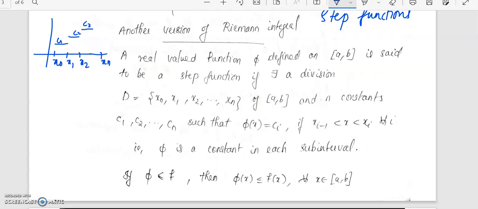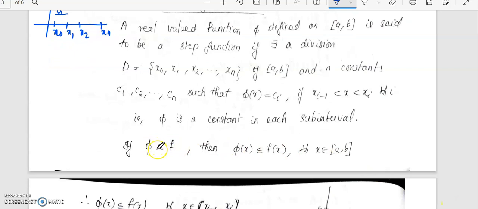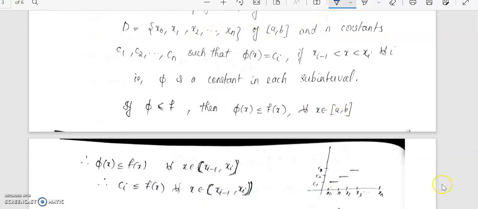Now we say that phi is less than or equal to f if, given two functions, a step function phi and any arbitrary function f of x, phi of x is less than or equal to f of x for all x values in the closed interval a b. Then we say phi is less than or equal to f. So if phi is less than or equal to f in the closed interval a b, then phi must be less than or equal to f in each sub interval.